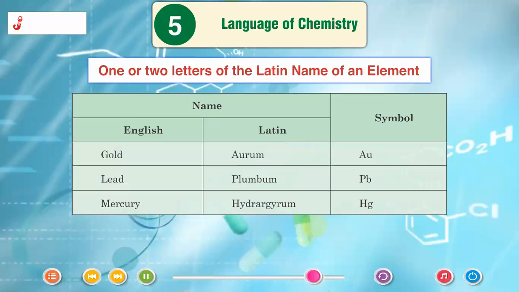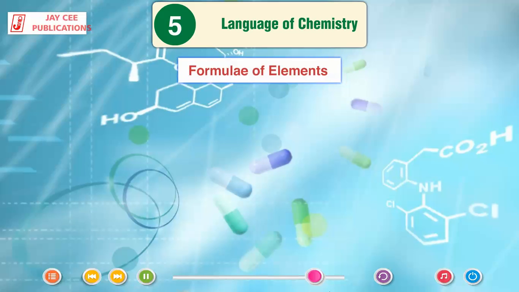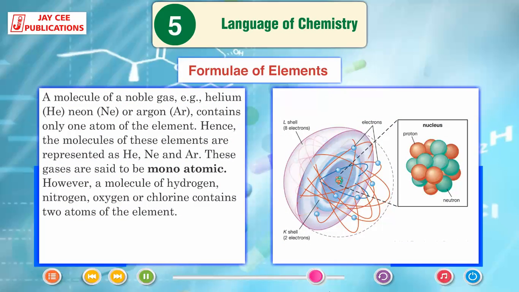Formulae of elements. A molecule of a noble gas, that is helium He, neon Ne, or argon Ar, contains only one atom of the element. Hence, the molecules of these elements are represented as He, Ne and Ar. These gases are said to be monoatomic.